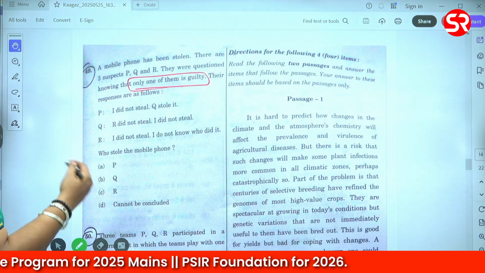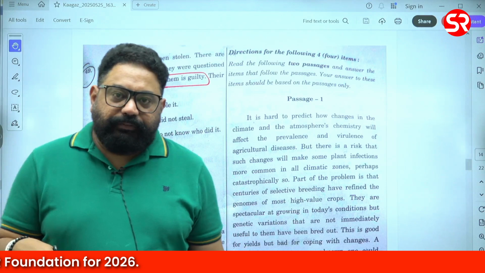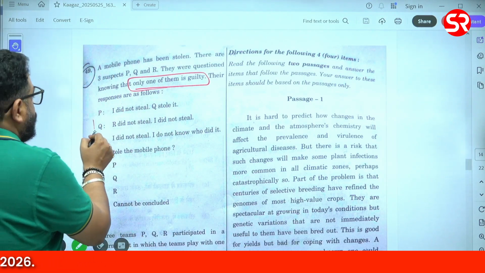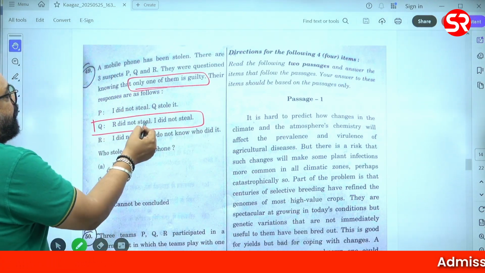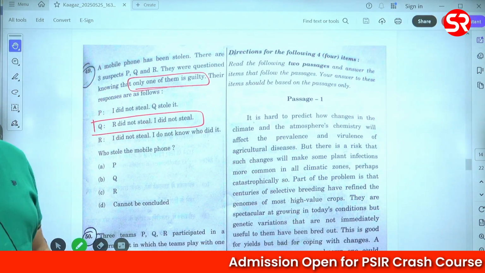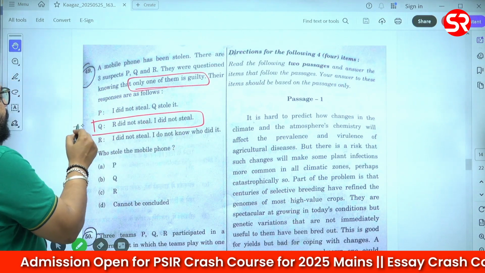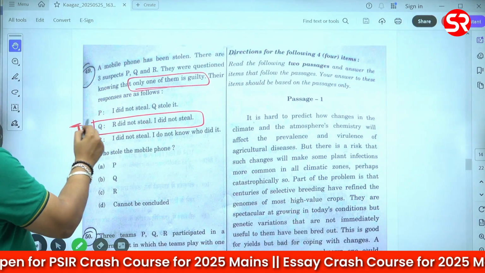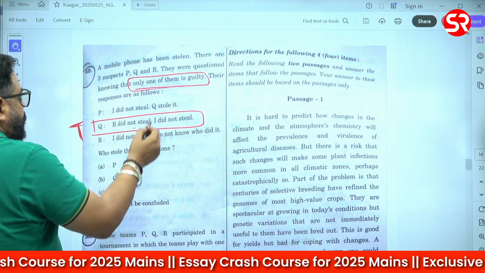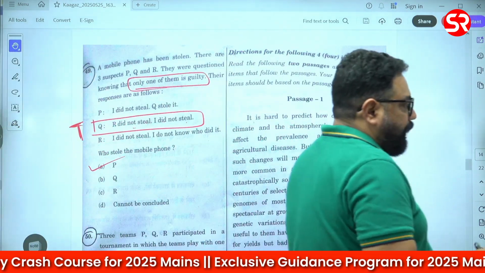Now, they haven't told you which statement is true and which is false. We assume that Q is true. Why? R did not steal, I did not steal. That's a true statement. Why? Because if you consider this false, then it says R stole, I stole. So this is a true statement, which means R did not steal, I did not steal. So question answered. Who stole the mobile phone? P stole the mobile phone.